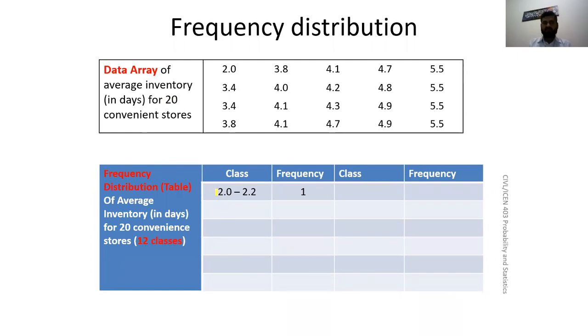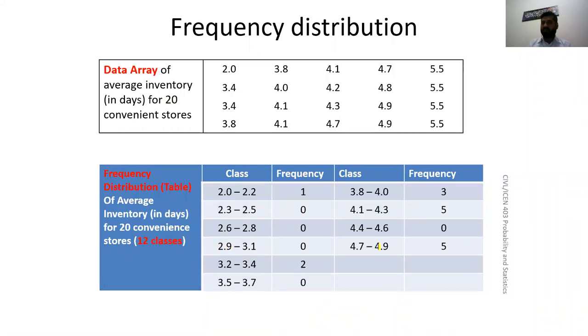So the first one will start from 2 and stop at 2.2. Then 2.3 to 2.5. Then 2.6 to 2.8. So I'm making smaller classes and writing frequencies for them. You see, I'm writing these classes. There are 12 classes. Now the frequencies have changed, of course.